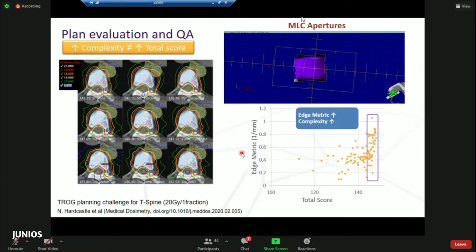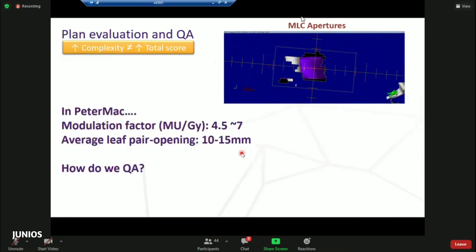So how can you ensure that? What we try to avoid here is unnecessarily, too highly modulated plans. So in PMAC, what we use is a modulation factor definition, MU per fractional gray. If you are prescribing 24 in 2, 12 gray per fraction, we really don't allow the modulation going like 8,500 or so. Typically around a modulation factor of 5 or 6 can make a decent plan, and the average leaf, as a surrogate of how narrow the average leaf opening is, is typically 10 to 15 millimeter, you can achieve this in a plan. How do we QA it?